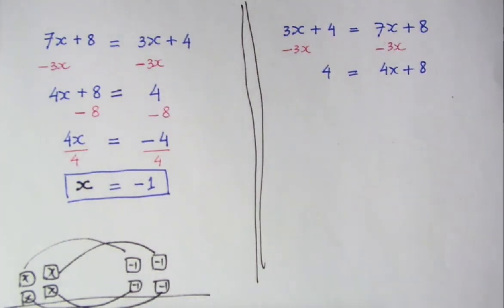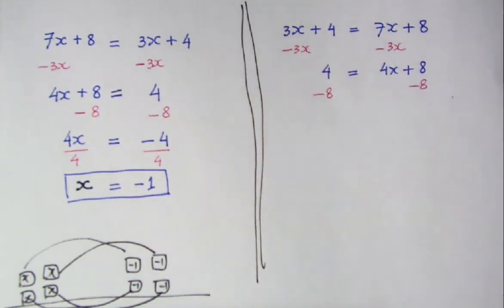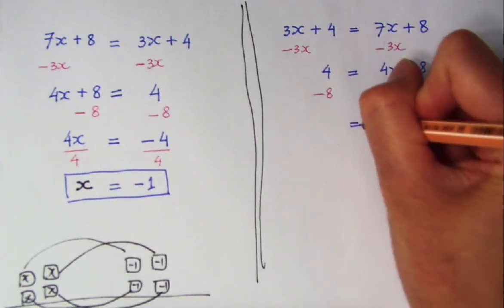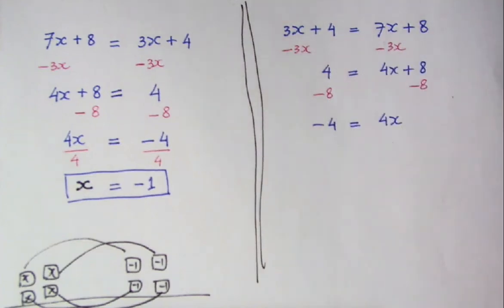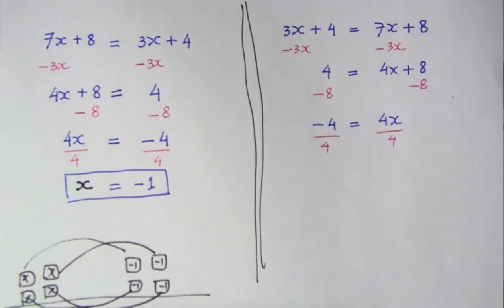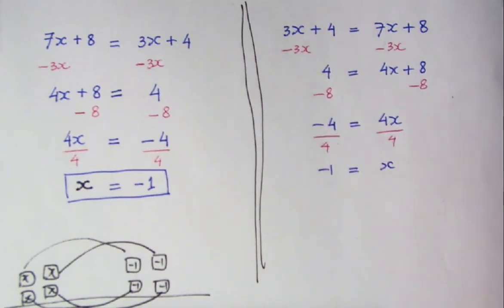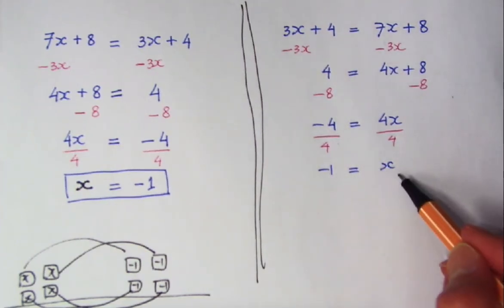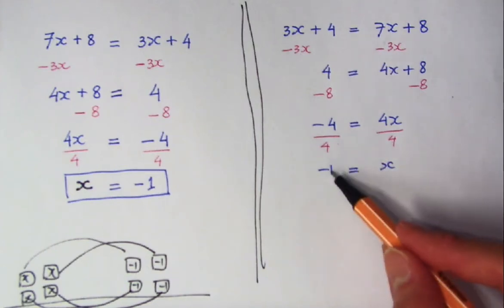And then again, since the principle is that we will have x on one side and a number on the other side, I'm going to remove this one, -8 both sides. In that case, I will have 4x equals -4 again. And one more step, if I divide by 4, then I will have -1 equals x. And now the position is swapped, but I end up with the same thing, that x equals -1 in value.